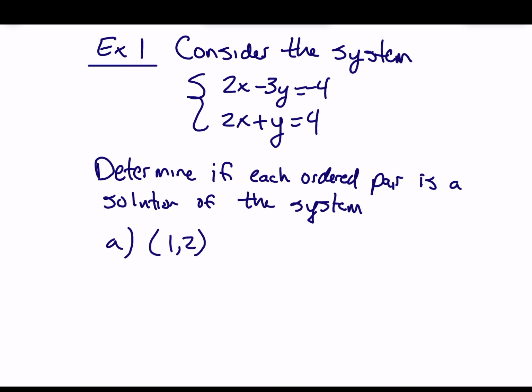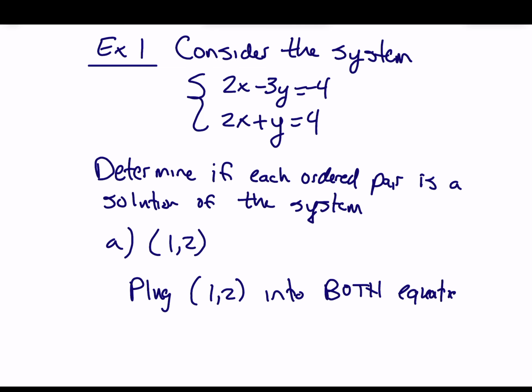Example 1. We want to consider the system that has two equations, 2x minus 3y equals negative 4, and 2x plus y equals 4. First, we want to determine if each ordered pair is a solution of the system. Now, we're going to start out with a single pair in part A, and we want to see if the point (1, 2) is a solution. So the way we do that is to plug the point (1, 2) into both equations.